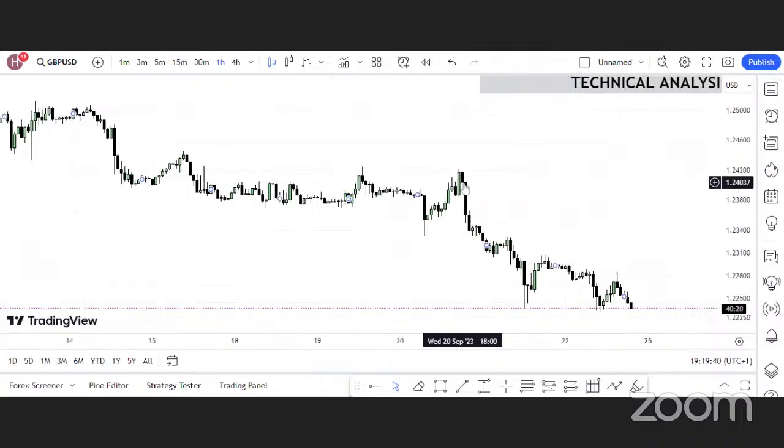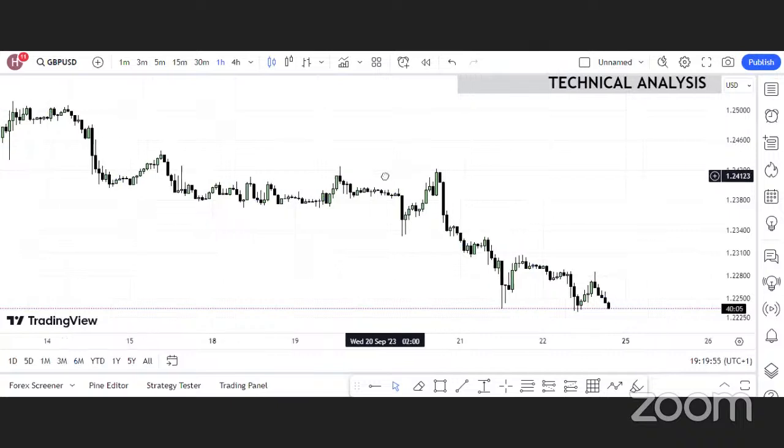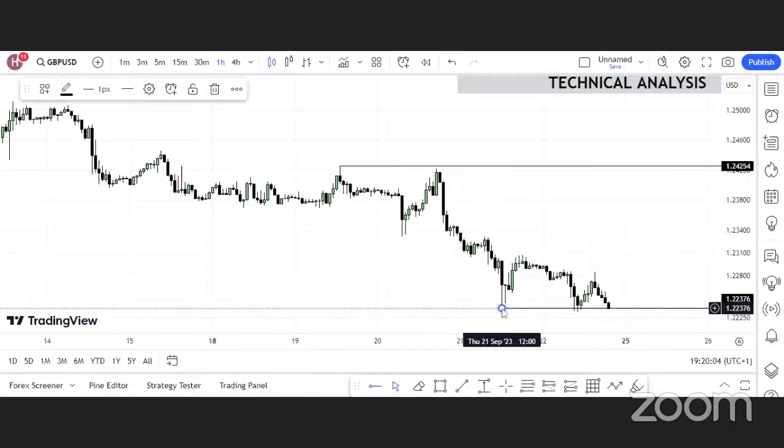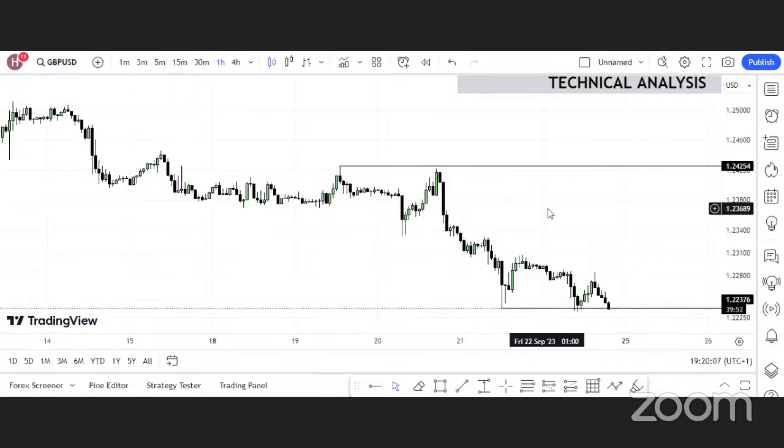Now, when the market is buying, that means it's being controlled by the support. And when the market is selling, that means it's being controlled by the resistance. So since the market is either buying or selling, we have the buyers and then we have the sellers.